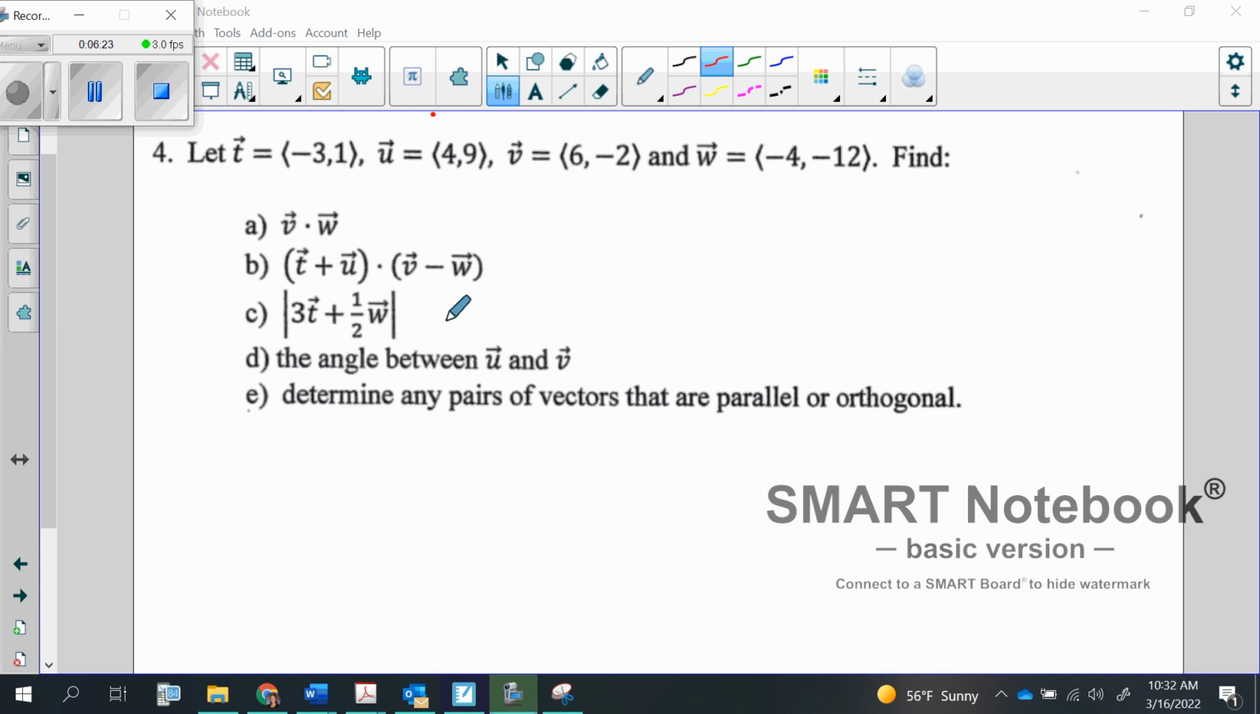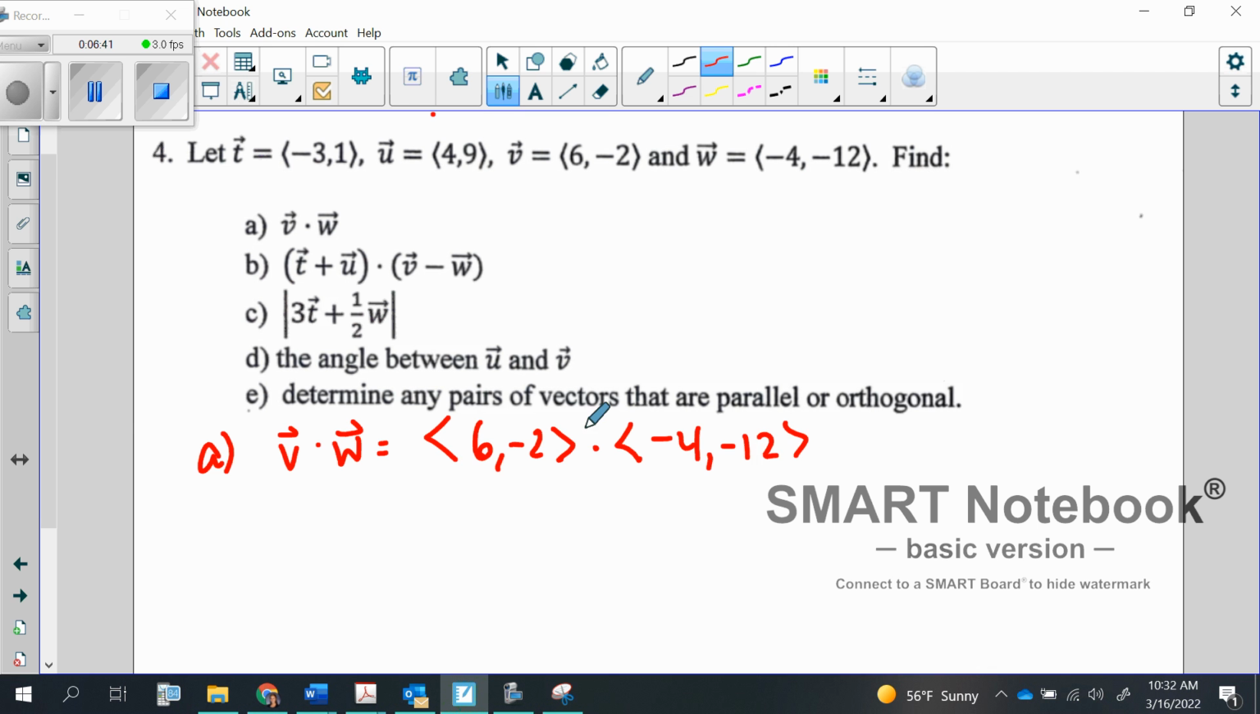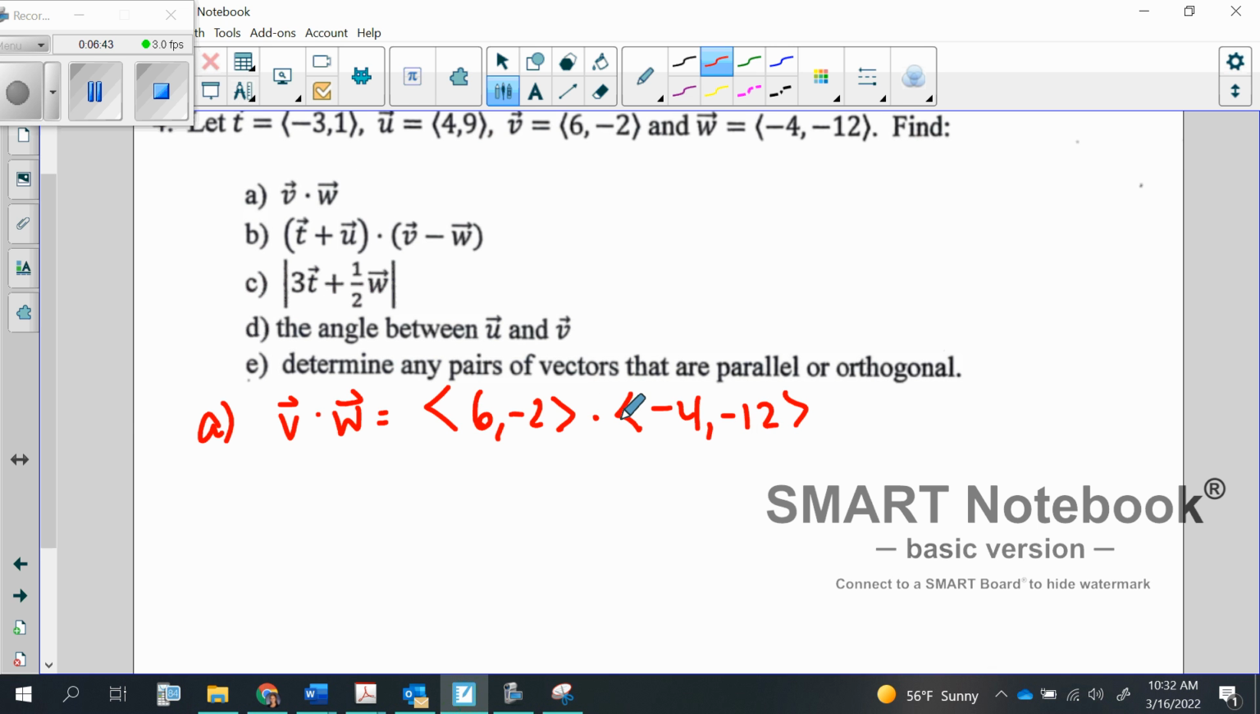Okay, moving forward with problem number 4. We're given 4 different vectors here. We're going to start with A, and we are going to do V dotted with W, so we're going to find a dot product between them. V is 6, negative 2, and I'm going to dot that with W, which is negative 4, negative 12. Remember, with the dot product, you should end up with one number. You should not end up with a vector.